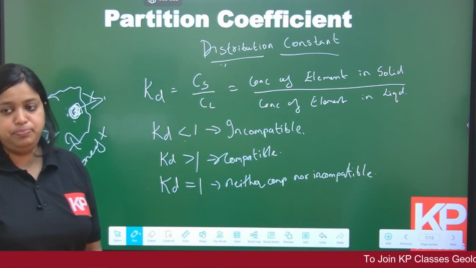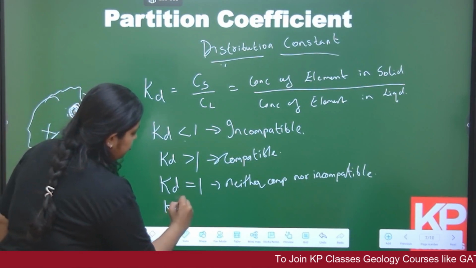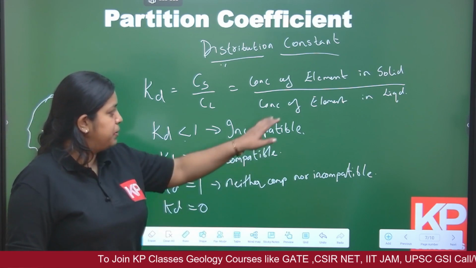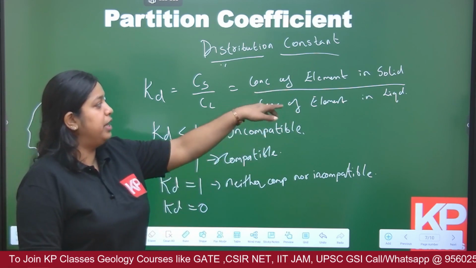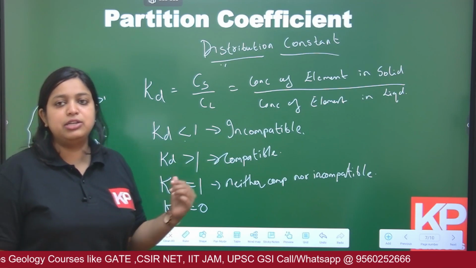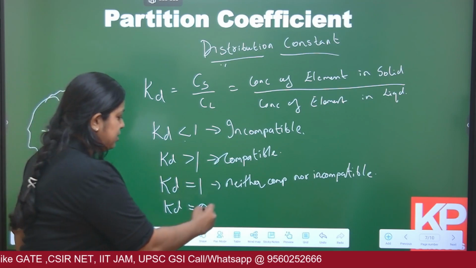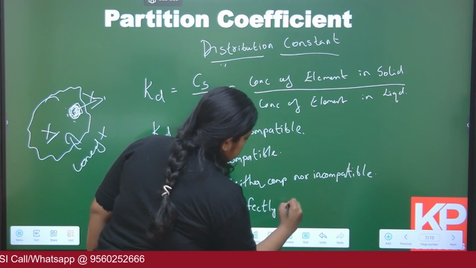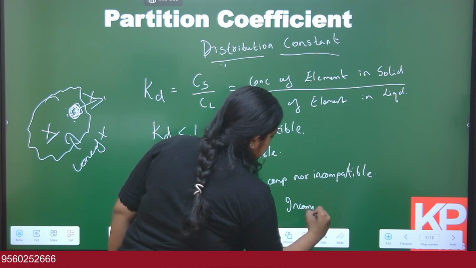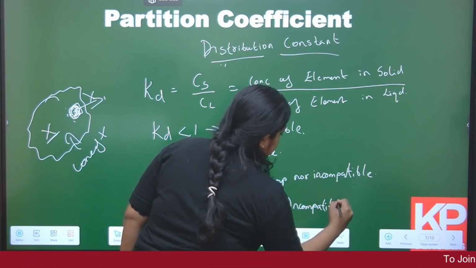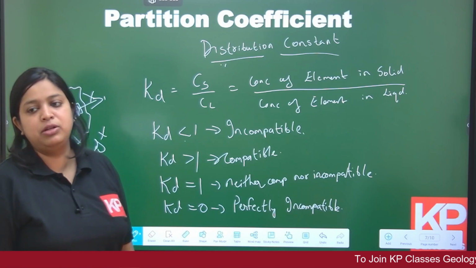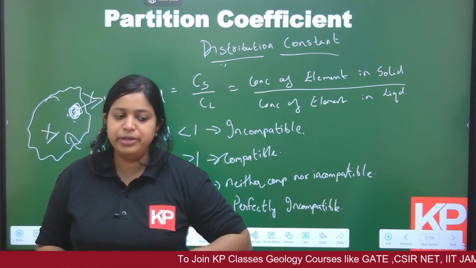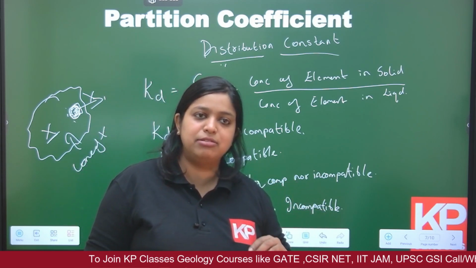Nor incompatible. Now, if the Kd value comes as 0, that means it is a perfectly incompatible element. The entire numerator part goes to 0. That's why the value becomes 0. That means it is perfectly incompatible. Perfectly incompatible.